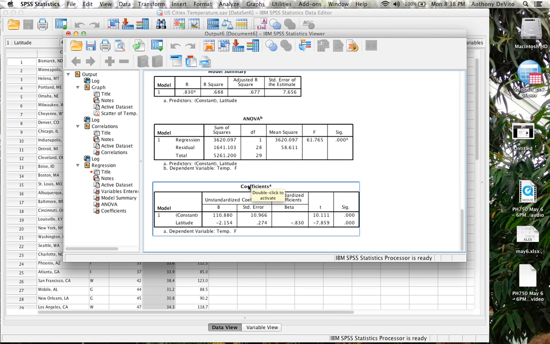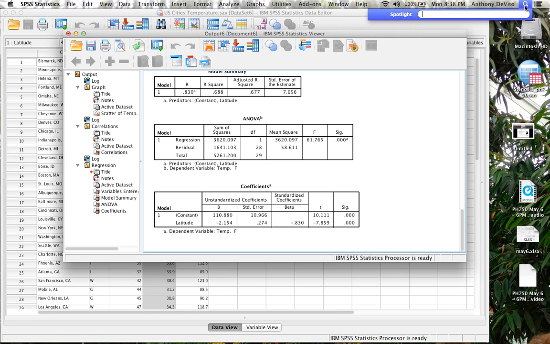Now in these coefficients, we see that there are two important numbers here under this B. There's one number that's labeled a constant, which is 110, and there's a second number that's labeled as latitude, which is negative 2.15. Okay, well, I'm going to go pull up a sheet of paper.